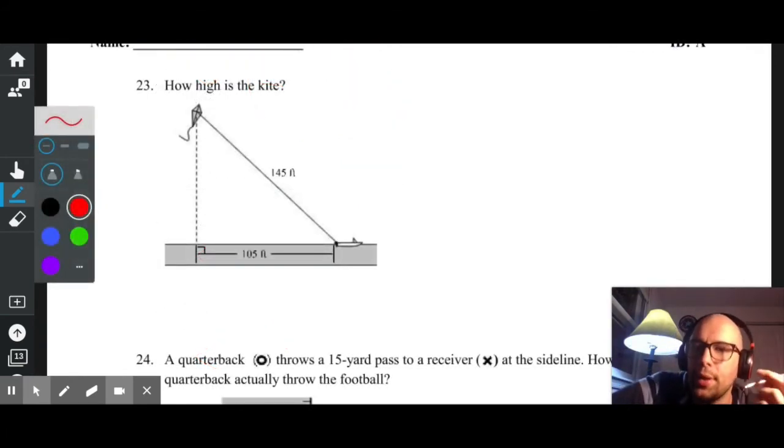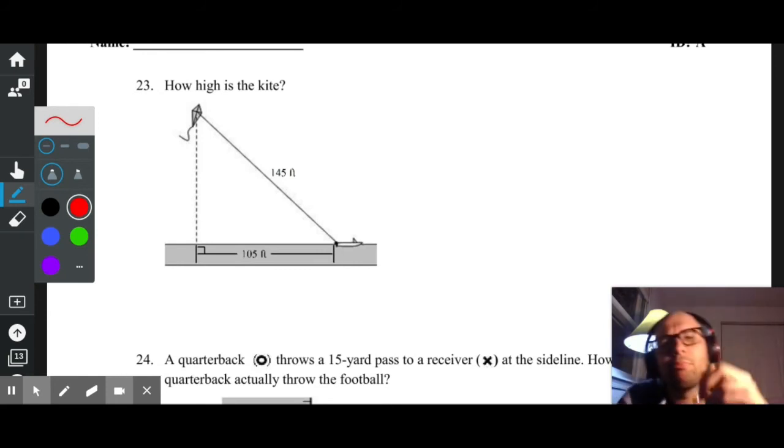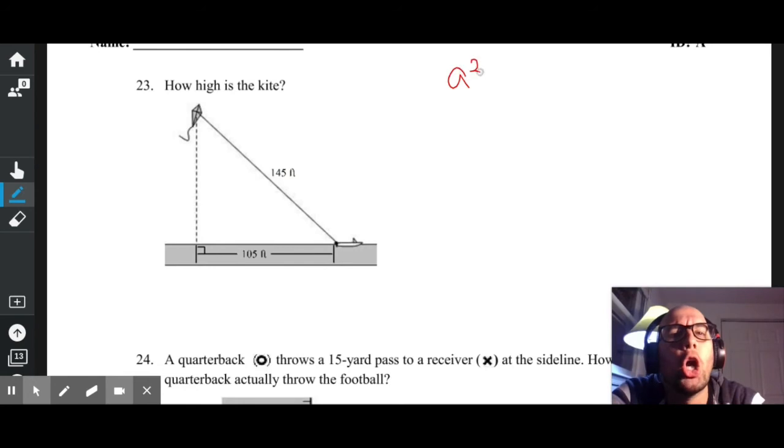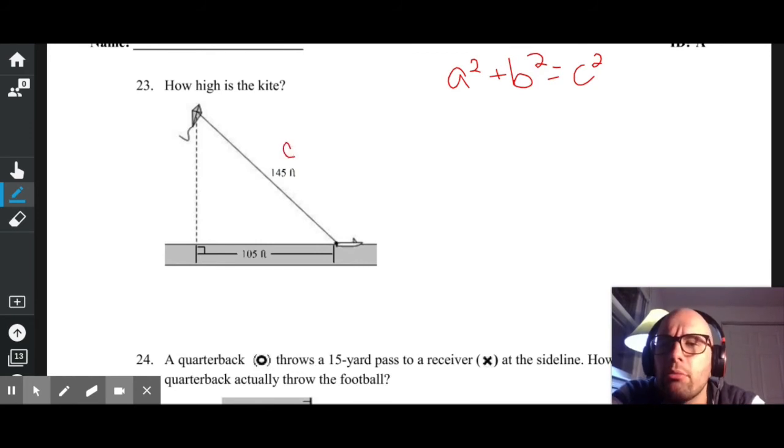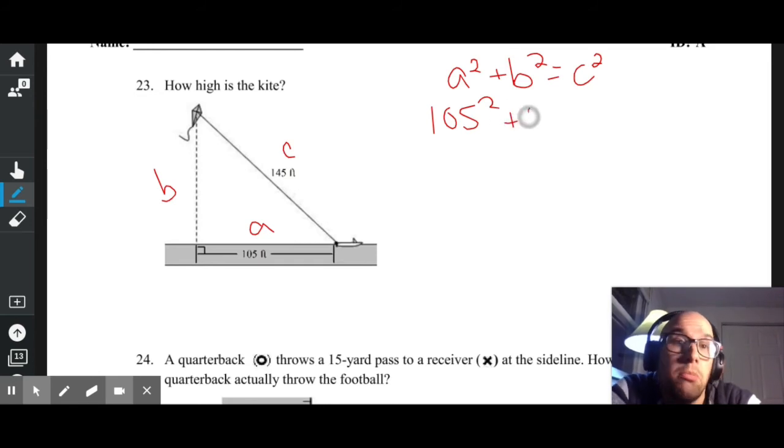How high is this kite? Well, it looks like a right triangle. And so I'm going to write out Pythagorean Theorem again. You are the longest side. I don't know what you is, so I'm going to call you B. And you could be A. 105 squared plus B squared equals 145 squared.